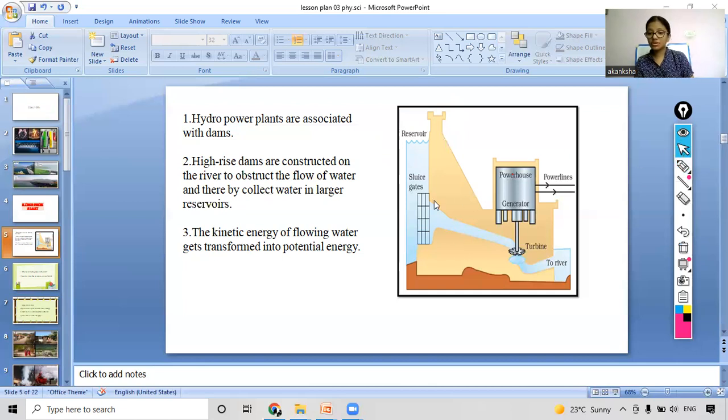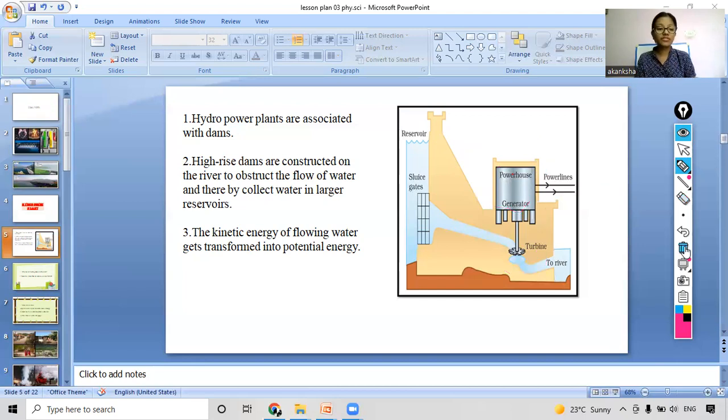Then this water gets released with a very large pressure, and there are turbines here. These turbines move and are connected to a generator in the powerhouse, and this generator converts mechanical energy into electrical energy. This electrical energy is then supplied by power lines to different areas or different power plants. So this is how the hydro power plant works.